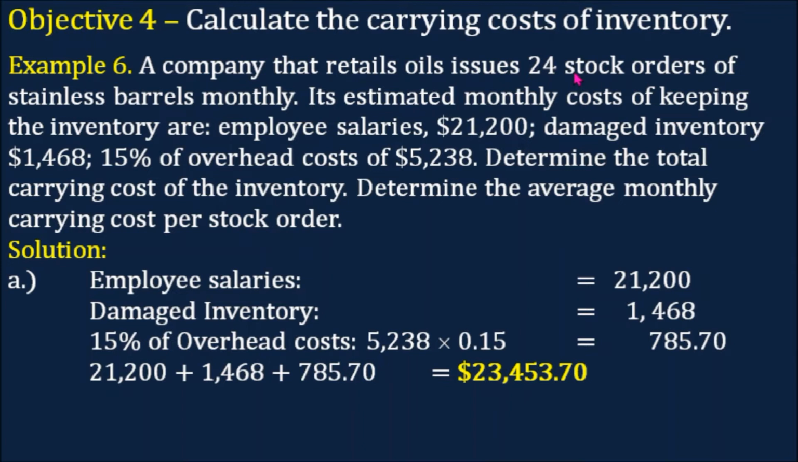Now how about the average monthly carrying cost per stock order? So because there are 24 stock orders, we will divide this amount by 24. So that's 23,453.70 divided by 24, and our answer is 977.24.